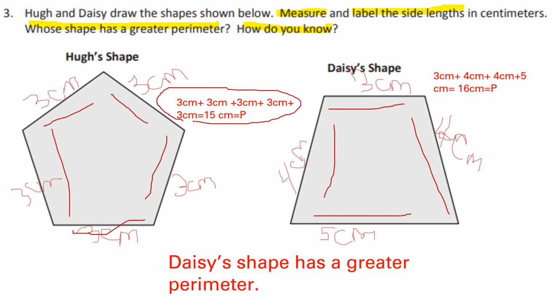So Hugh's equals up to 15 centimeters for the perimeter, and Daisy's adds up to 16 centimeters for the perimeter. So I wrote Daisy's shape has a greater perimeter. All right, let's keep going.